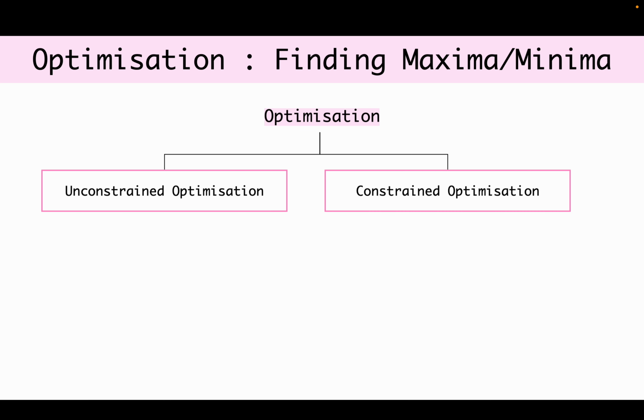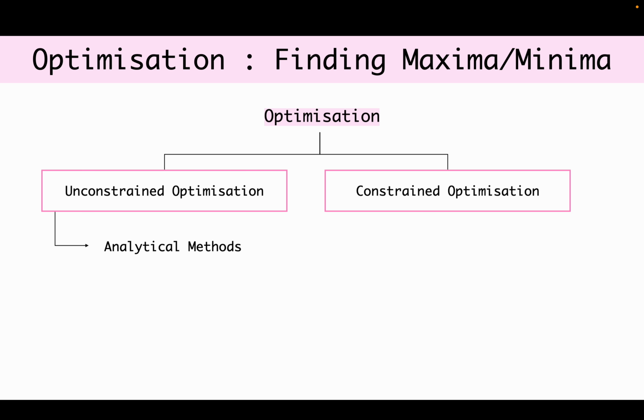In an unconstrained optimization, we only have the objective function and the domain can be anything from minus infinity to infinity. Whereas in a constrained optimization, we have constraints on the domain and our solution should make sure that it satisfies the constraints and also appropriately performs the optimization.